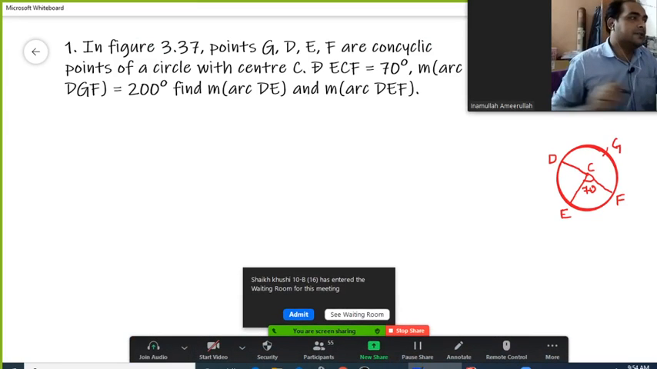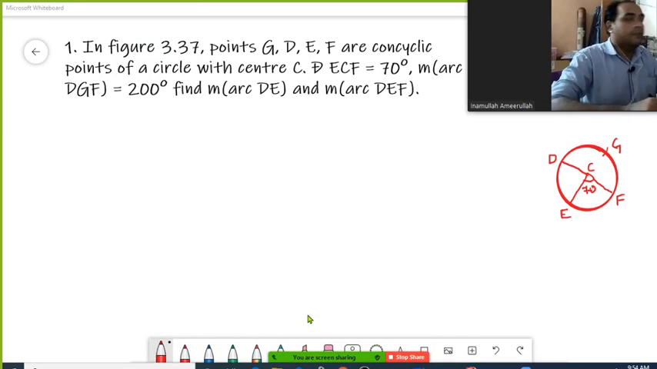So this is question number 1 from exercise number 3.3, chapter number 3, Circle. Now your question is, in the figure, points G, D, E, F are the concyclic points of a circle with center C.